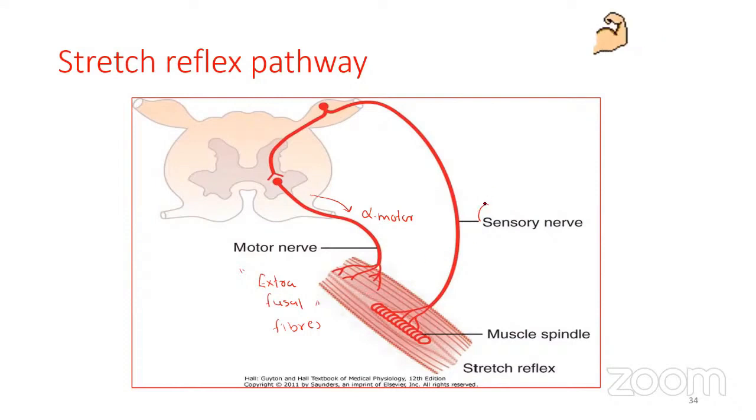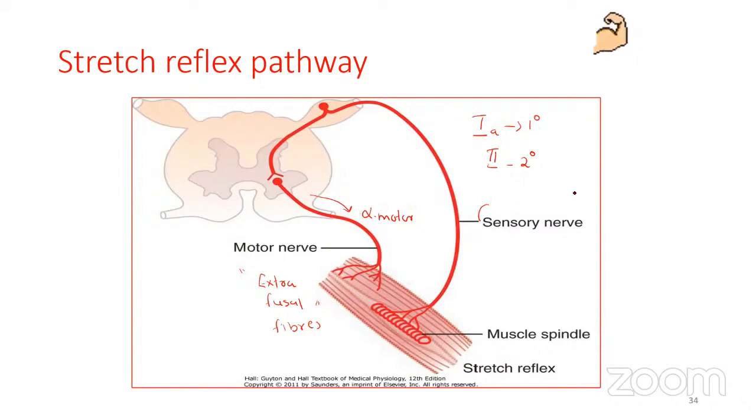So which are the sensory afferents? Sensory afferents are 1A, known as the primary afferent, and 2 is the secondary afferent. So these are the sensory afferent fibers or sensory connections. 1A is the primary afferent, 2 is the secondary afferent. And here the efferent is the alpha motor neuron.